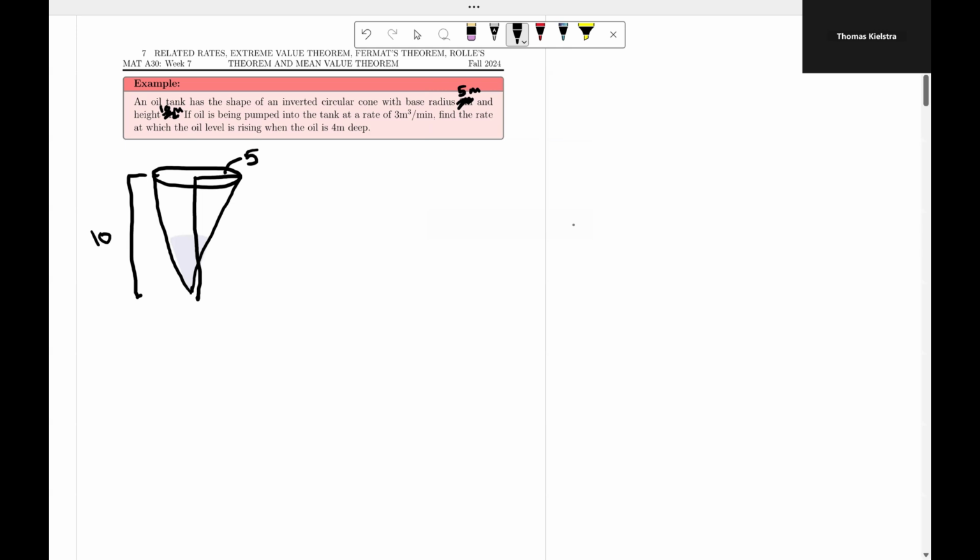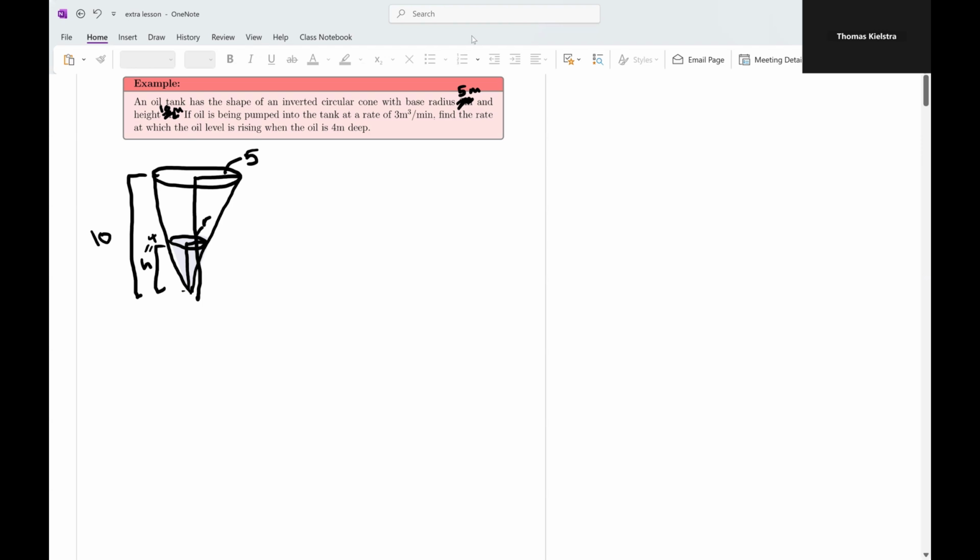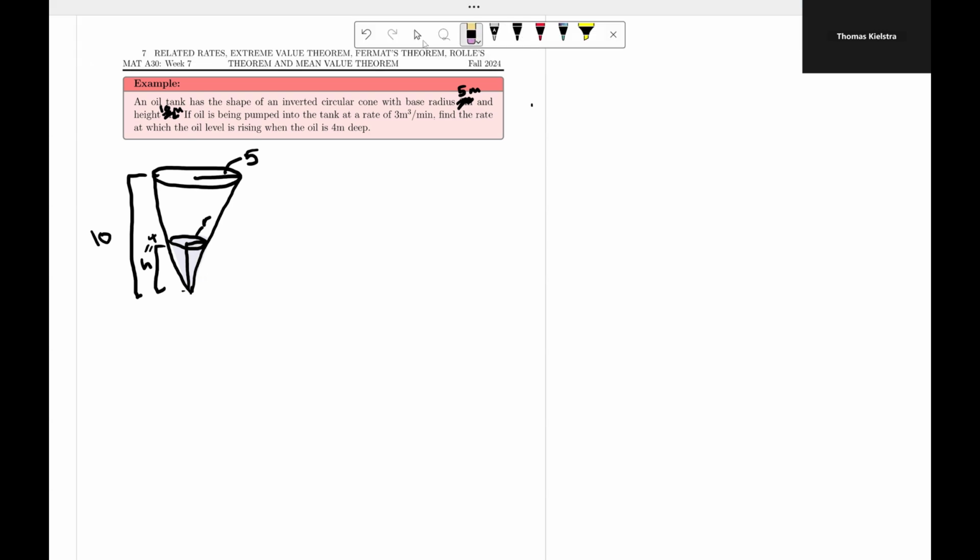And now they've also given us that the depth is 4 meters deep. So this is R, and this is H, which equals 4. Okay. And I'm just going to erase this line and try to make it a little bit better.